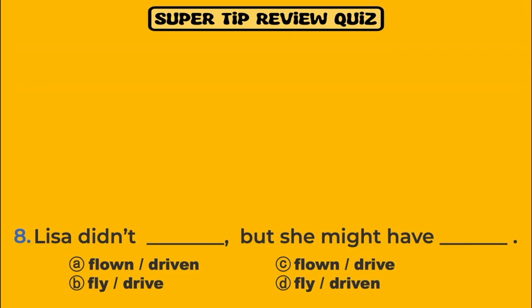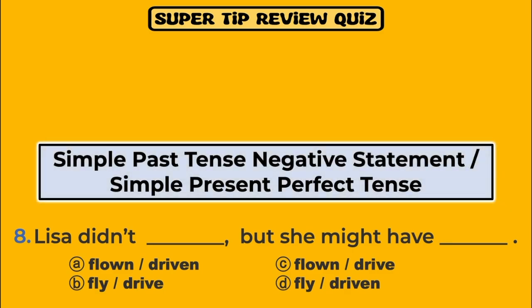Number 8. Lisa didn't, but she might have. All right, this is a simple past negative statement and a present perfect tense statement. Okay, first signal is did. The second signal is might. Hey, wait a minute. It's not. That's incorrect. The first signal is did, but when we have 2 things together, like might have, we always use the second one. The second helping verb is the signal. So our first signal is did, second signal is have. Did.